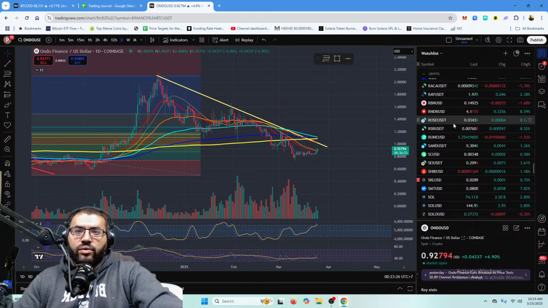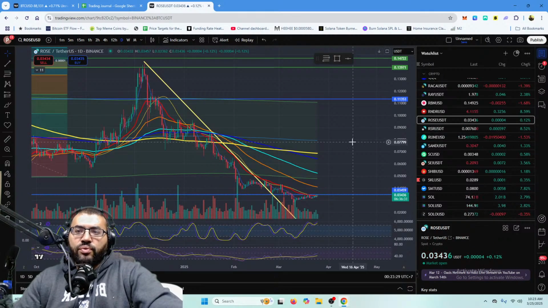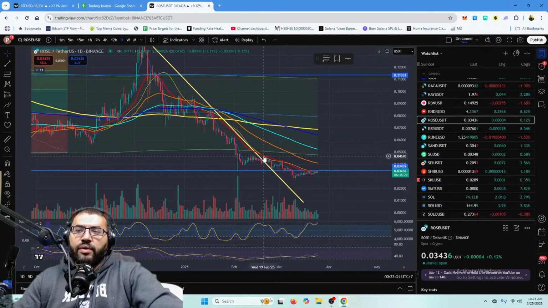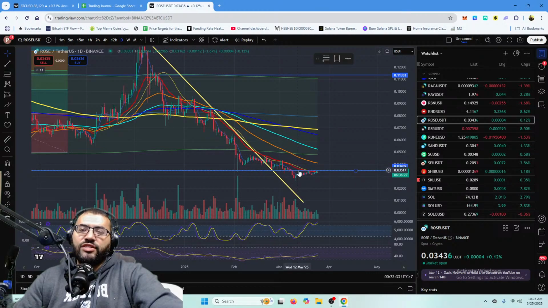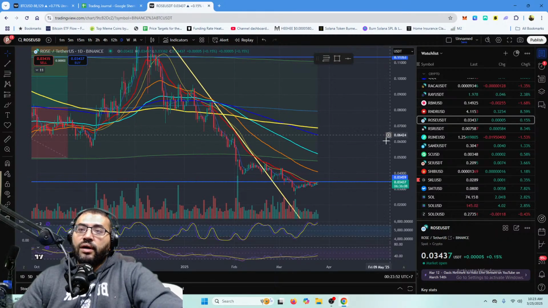Let me look at Rose. Rose broke this downtrend a long time ago, but did the thing that I'm fearing ICP is going to do, where it breaks the trend line and actually had decent volume on that break, but it continued going lower. Now, could this have been the bottom? 26 cents. It's possible. It's definitely possible.